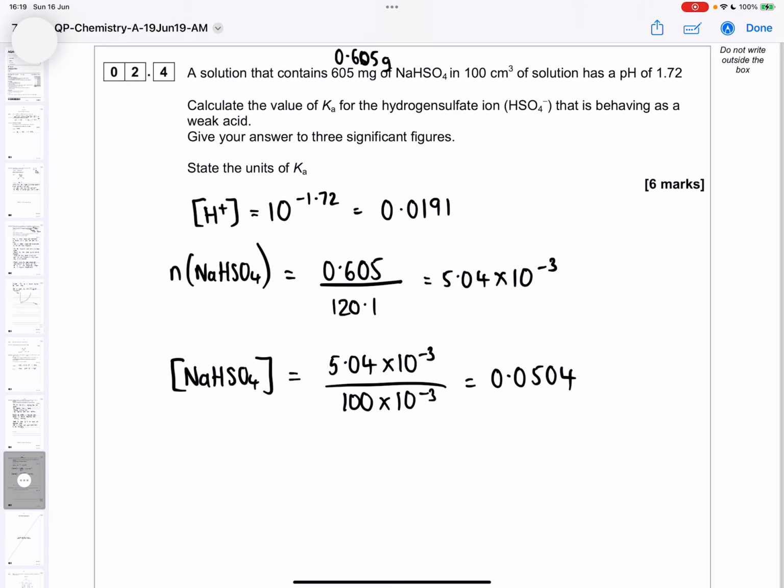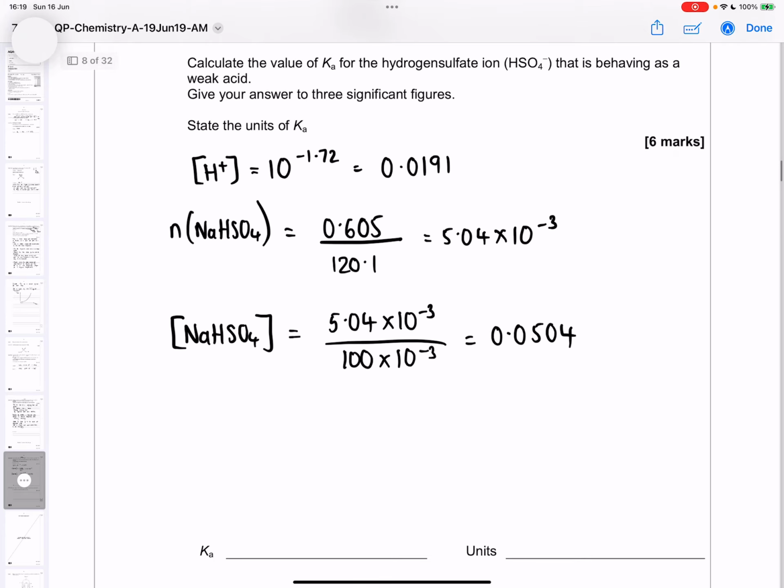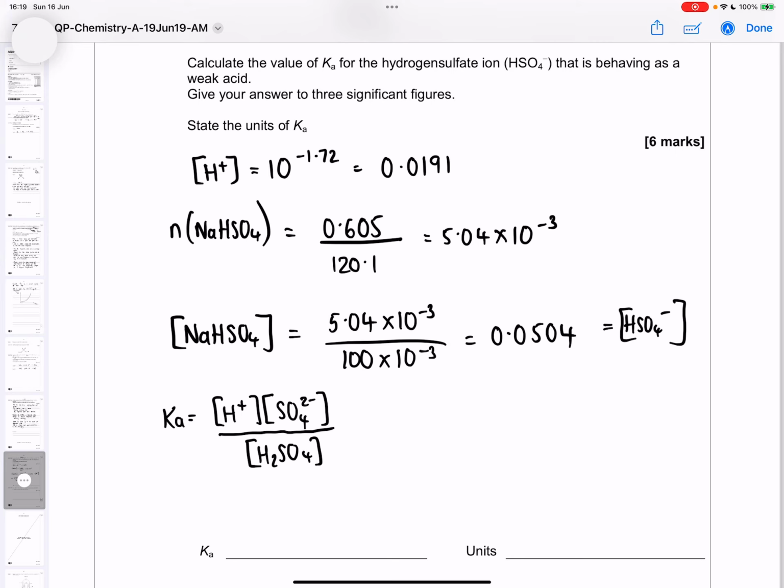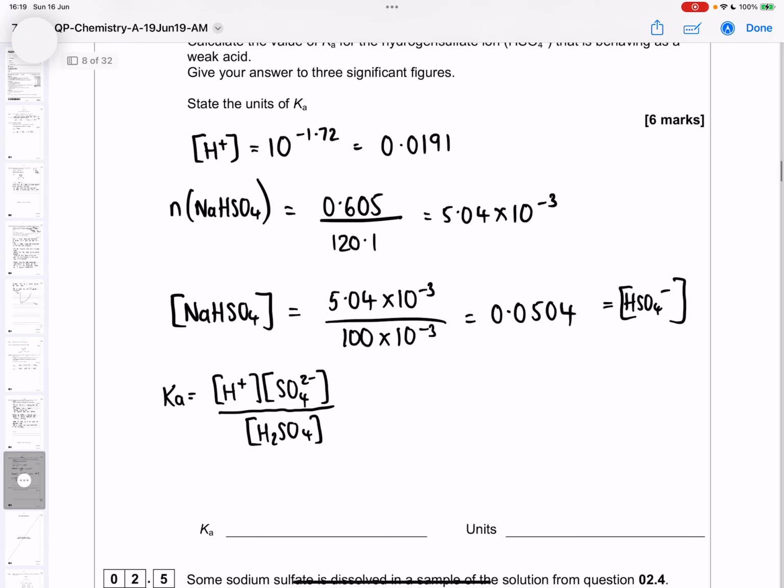I'm going to remember that for a weak acid, Ka equals [H+][SO4 2-] over [HSO4-]. Go back to that equation that you just wrote: when the NaHSO4 dissociates, you get these two ions, and that's our full formula. Now because it's a weak acid, we can say that the top line is the same as [H+] squared. So we can put in our numbers. Oops, sorry, that bottom line is incorrect.